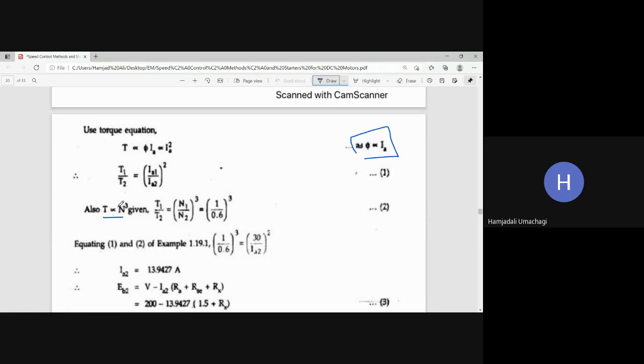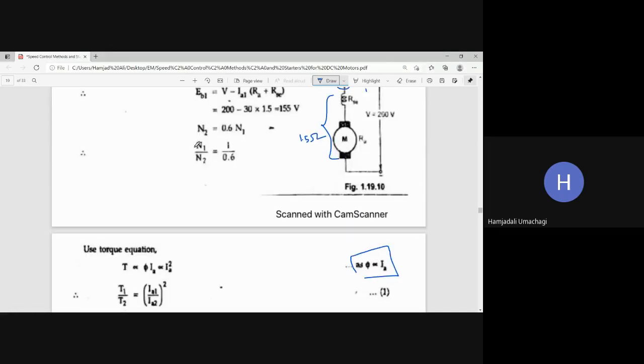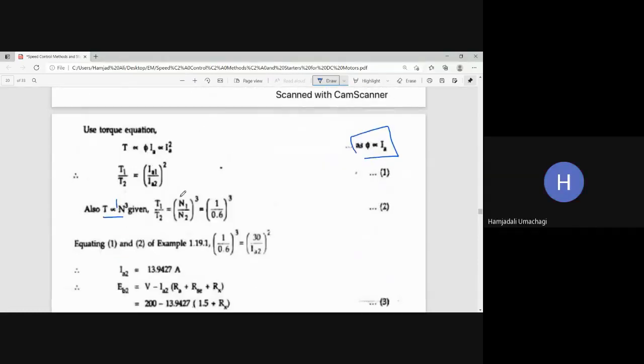So as per this given condition, the equation turns out to be T1 by T2 equal to N1 by N2 whole cube. But what is my N1 by N2 value? 1 by 0.6, 1 upon 0.6. So N1 by N2 is 1 upon 0.6 whole cube. Call this equation 2, and earlier T1 by T2 equal to Ia1 by Ia2 whole square. Call this equation number 1.